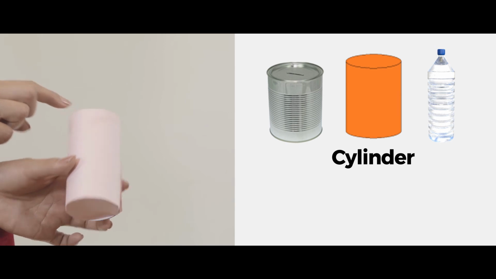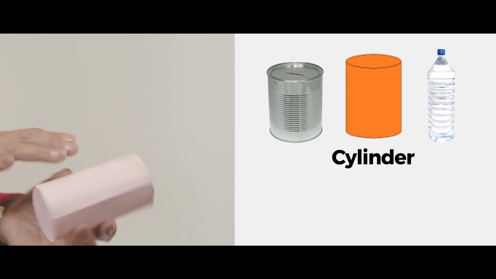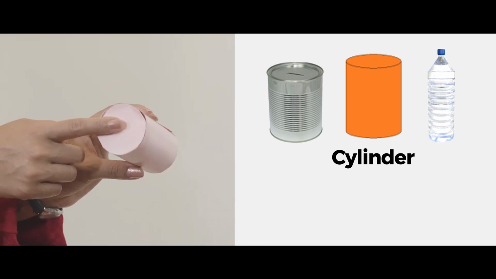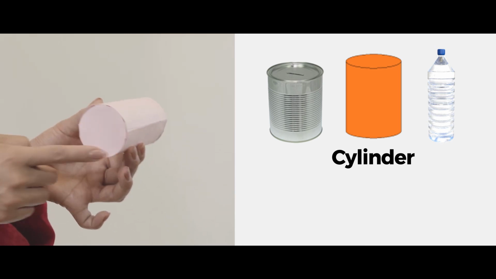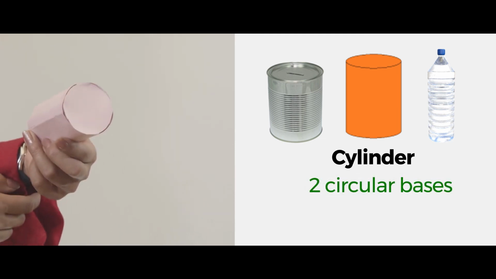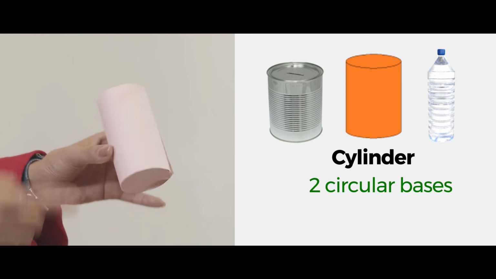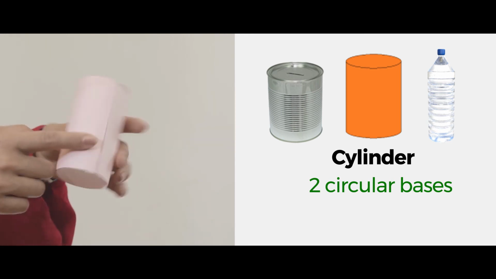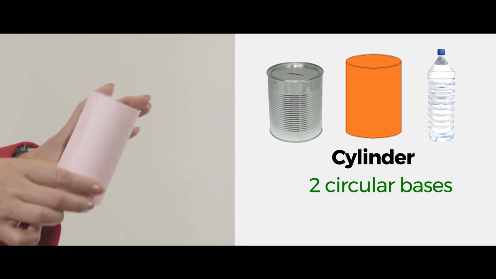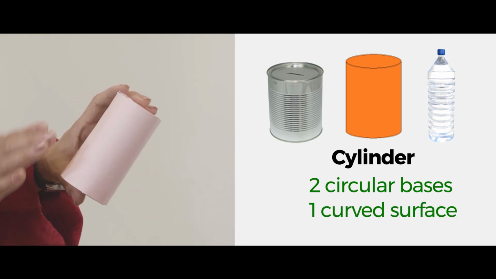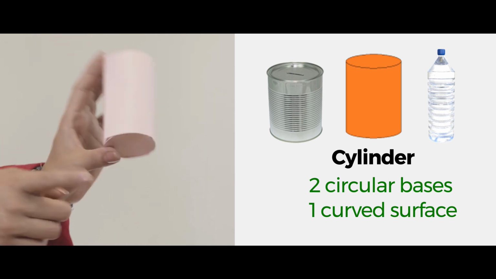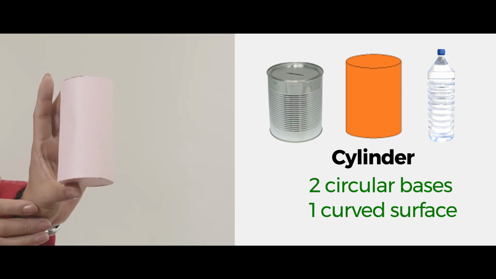Okay, now look at this shape carefully. This shape has 2 bases. Now what is the shape of the base? The 2 bases are circular in shape. So a cylinder has 2 circular bases. Does it have any rectangular face? Does it have any triangular face? No, right? It has one curved surface. Okay? So a cylinder has 2 circular bases and 1 curved surface.